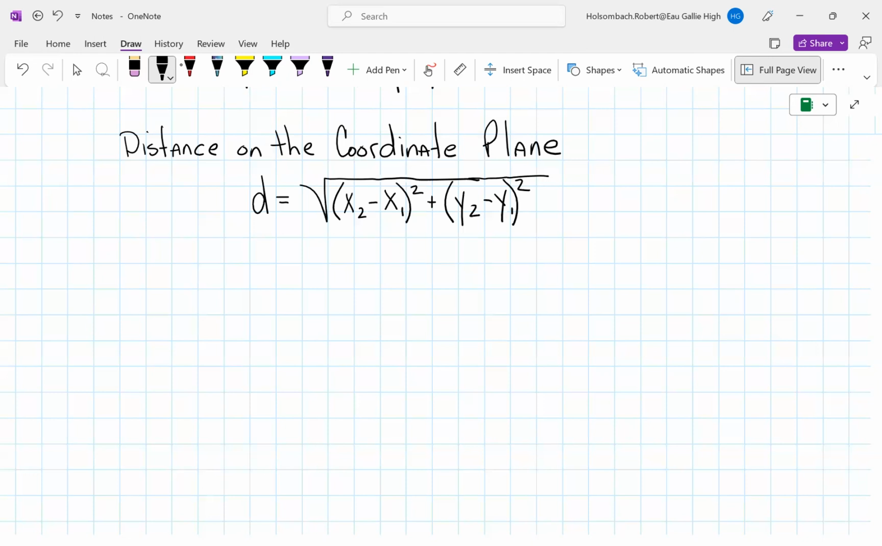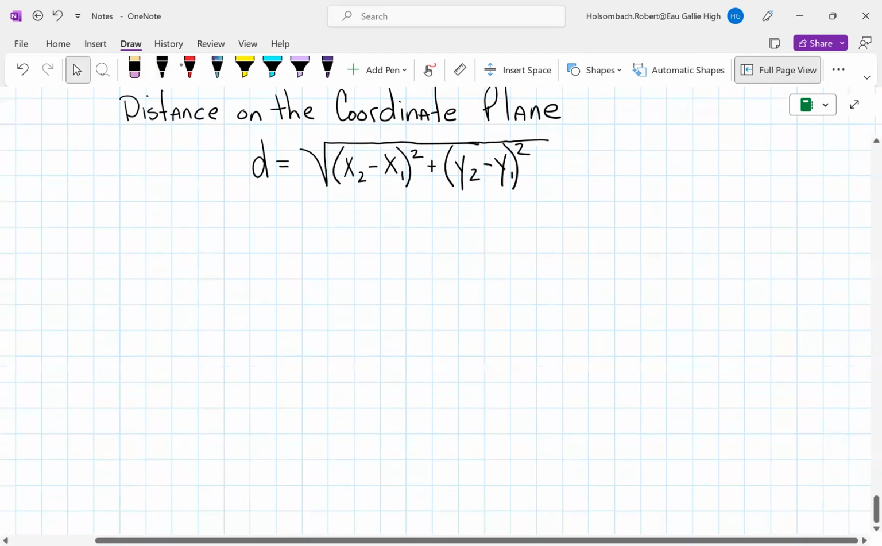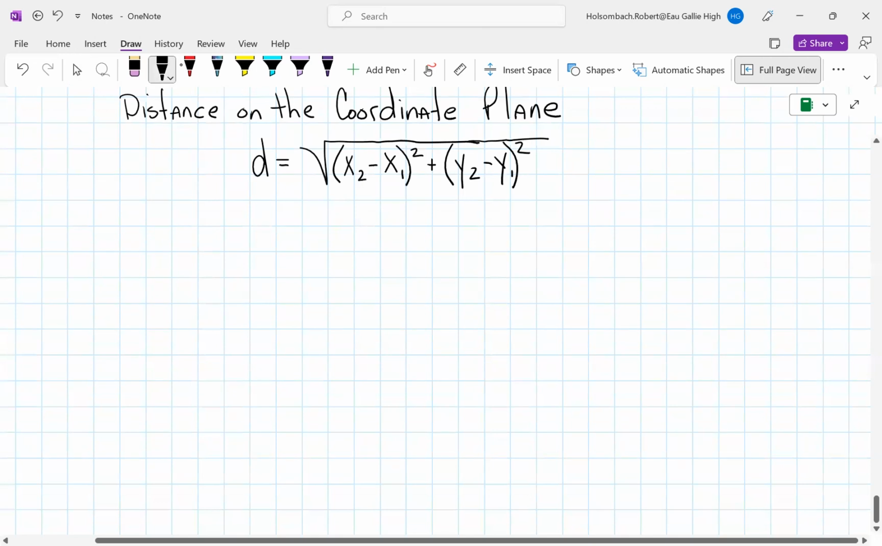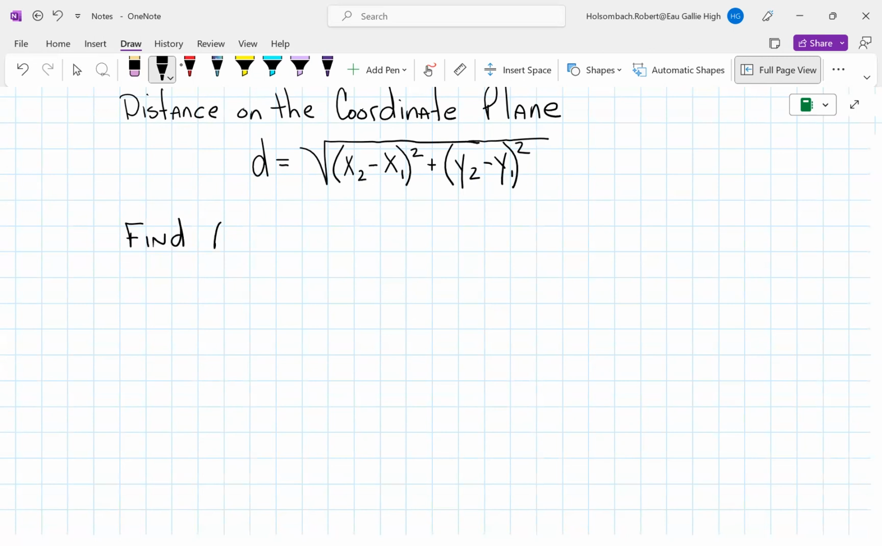So here's how that works. Let's say we're going to find the distance from A to B. And we've got a coordinate plane with our x and y axis. And let's say our segment is right here.